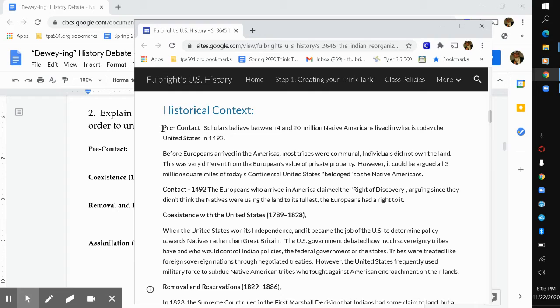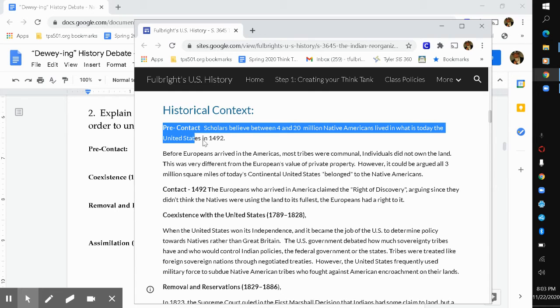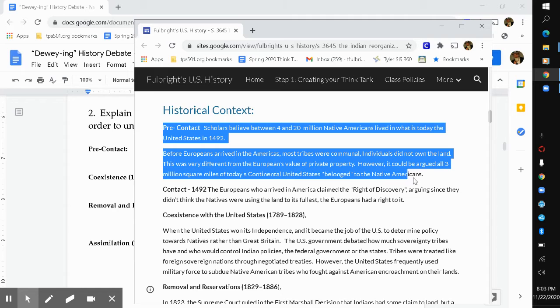So before those European colonizers came here, how many Native Americans were there? And how much of the land belonged to them?